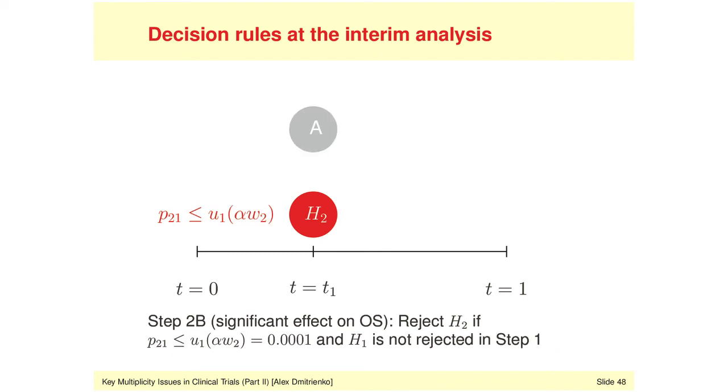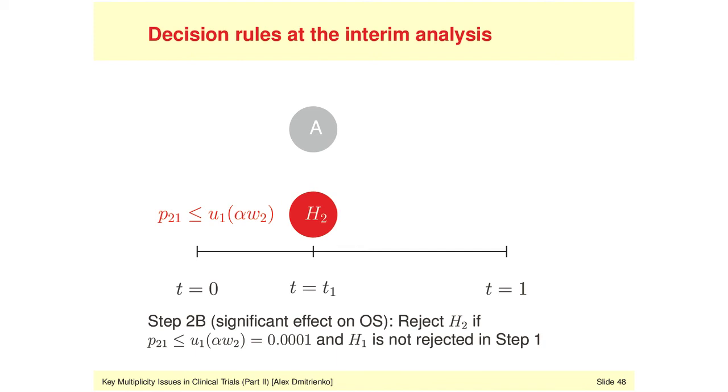However, there is no guarantee that the PFS test will be rejected at the interim analysis. It's possible that H1 will not be rejected, in which case this will be reflected in the adjusted significance level that will be applied to the overall survival test. This is exactly the scenario which is considered on slide 48, and we're going to refer to this as step 2b to differentiate this from step 2a, where we assumed that the null hypothesis H1 was rejected.